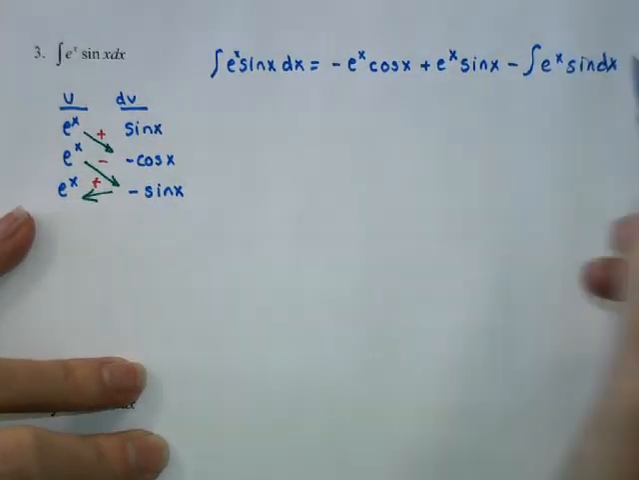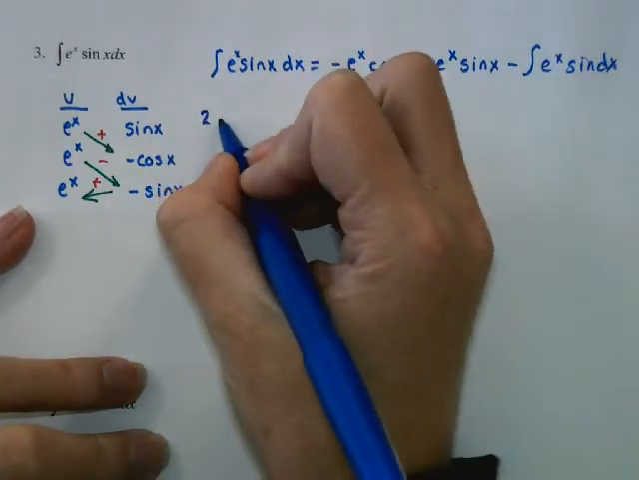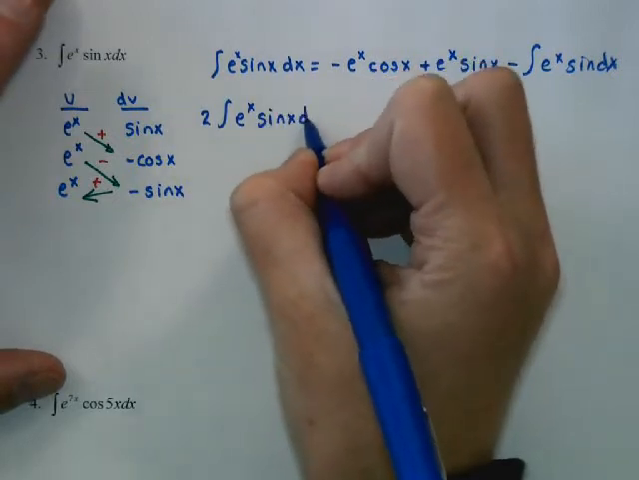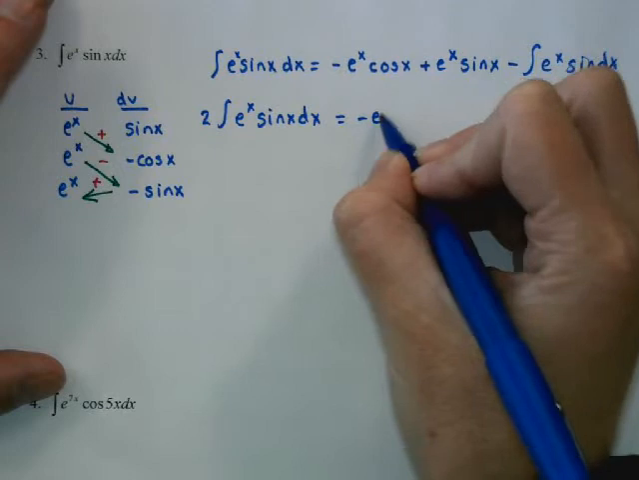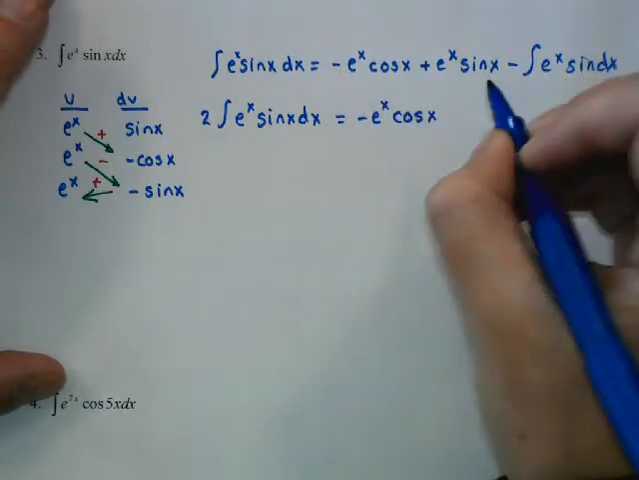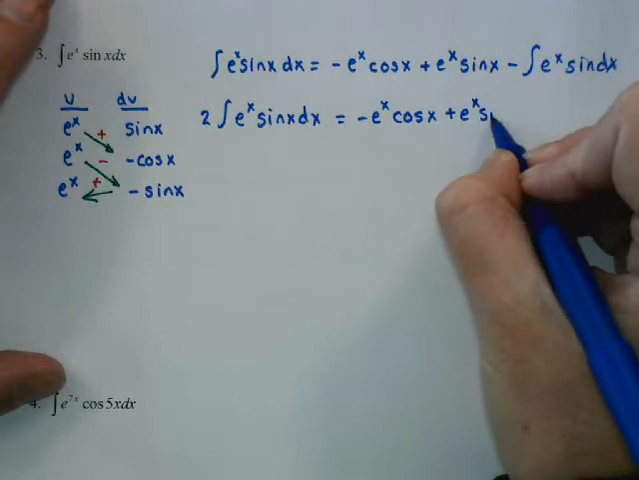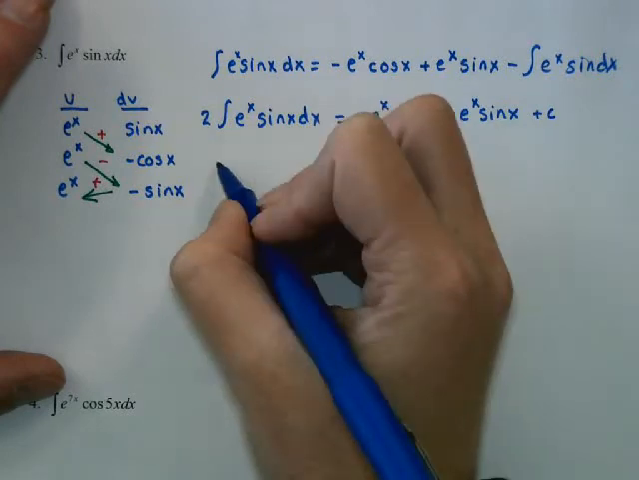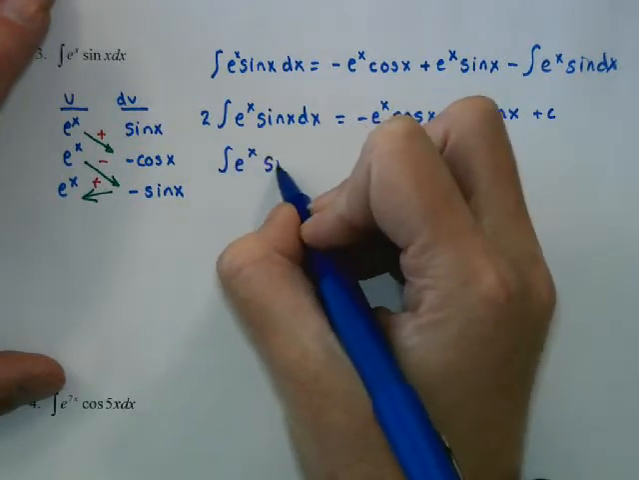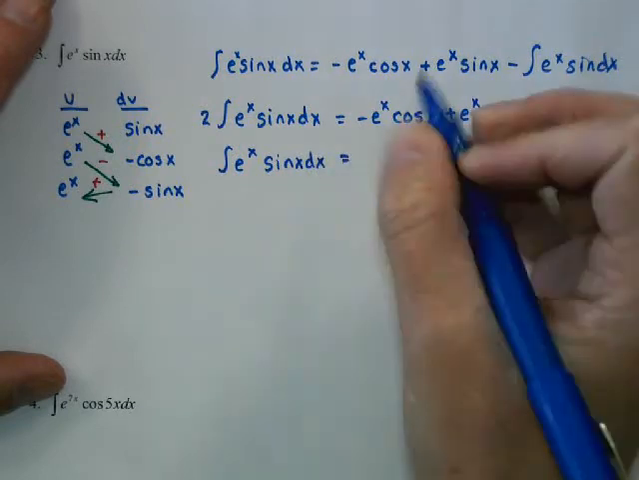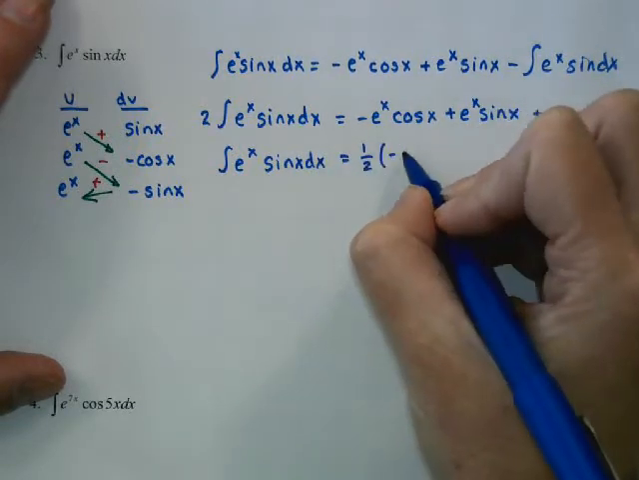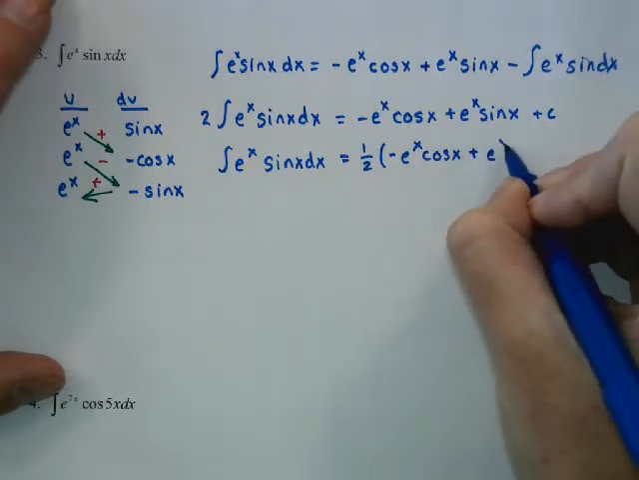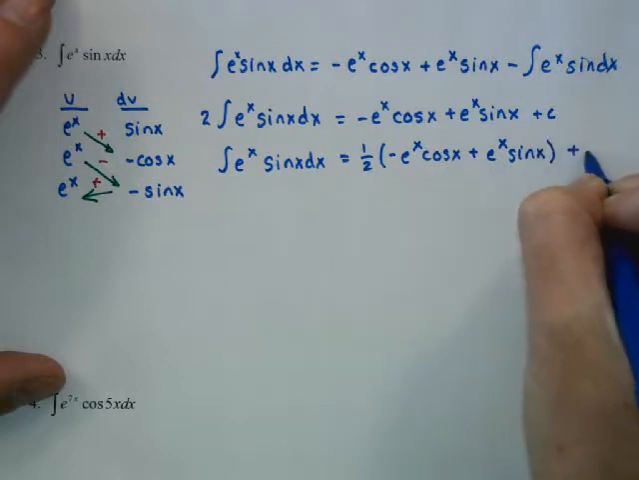Okay, so we're going to apply the strategy of adding this over. So we have 2 times the integral of e to the x sine x dx equals negative e to the x cosine x plus e to the x sine x. Go ahead and put our plus c there, and then we'll just divide by 2. Plus c.